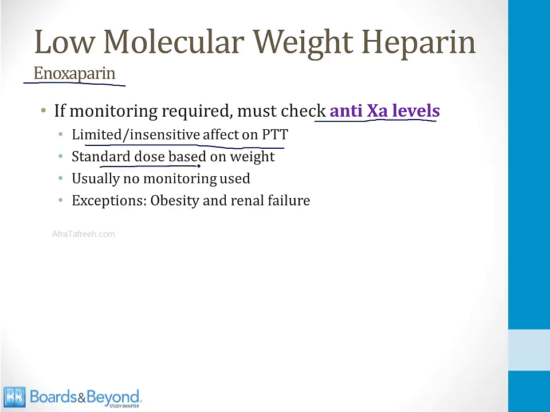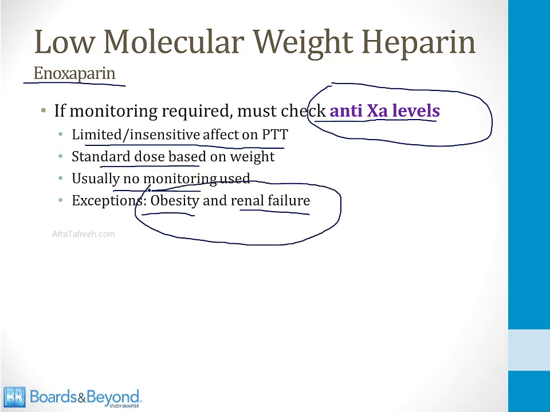Usually a standard dose is used based on weight with no monitoring, but the two exceptions where we sometimes use this anti-10A level are in patients who are obese or patients with renal failure. In these two situations, there can be an unpredictable effect of low molecular weight heparin, and for that reason an anti-10A level is sometimes monitored.